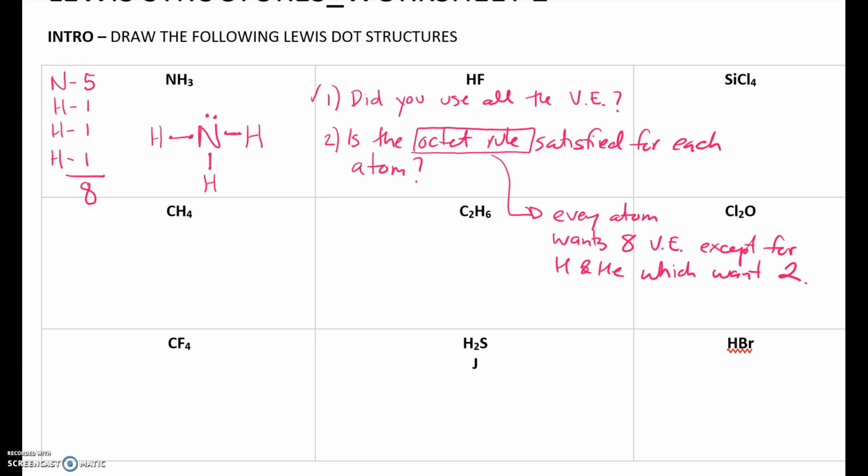So now I check. Let's start with this hydrogen here. Does this hydrogen have 2 valence electrons? Yes, 1, 2. Now we do this hydrogen down here. Does it have 2 valence electrons? Yes, 1, 2. This hydrogen, 1, 2. And then finally the nitrogen, and it should have 8 surrounding it. And we see 1, 2, 3, 4, 5, 6, 7, 8. So the octet rule is satisfied for every single atom. We've used all the valence electrons, so therefore this is a correct Lewis structure.